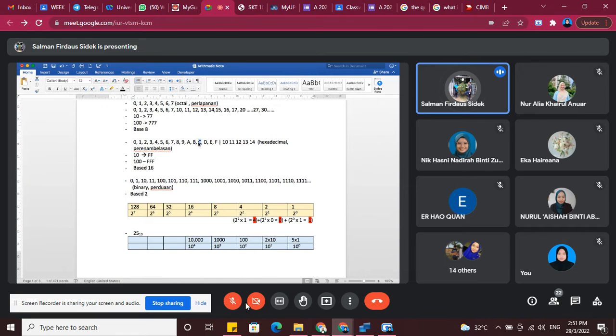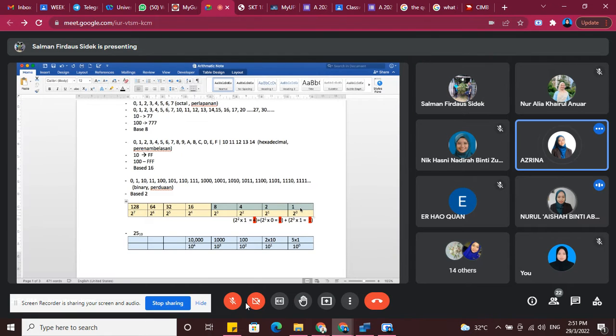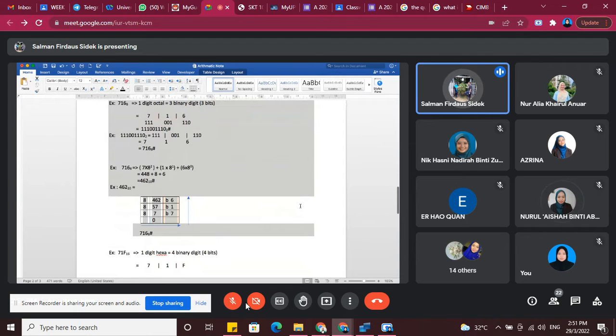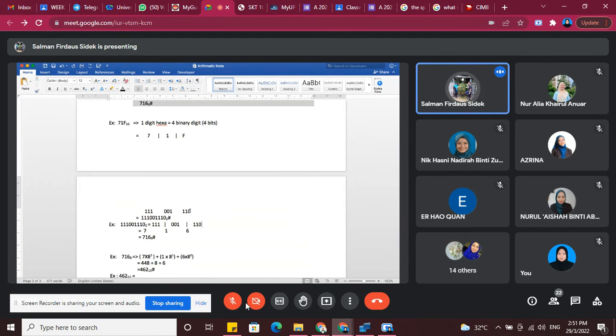This one is 12, 1100. And then we have 13, 14 and 15 in decimal. So how to create 15 from this sequence? 1, 1, 1 and 1. How many 1s? 4. Four 1s is F. So this one is 1111.